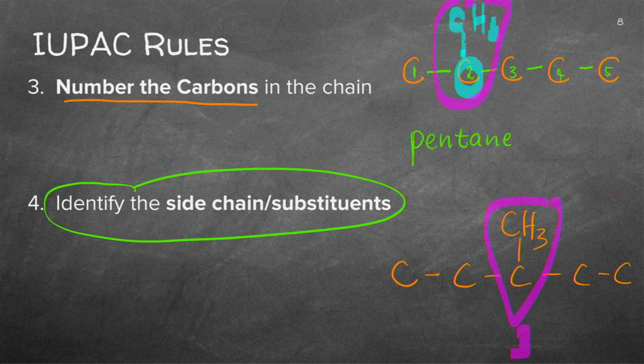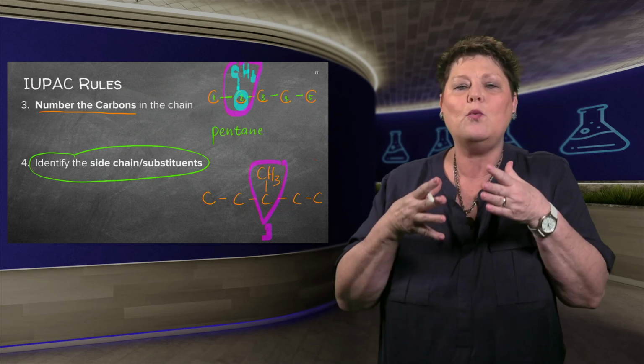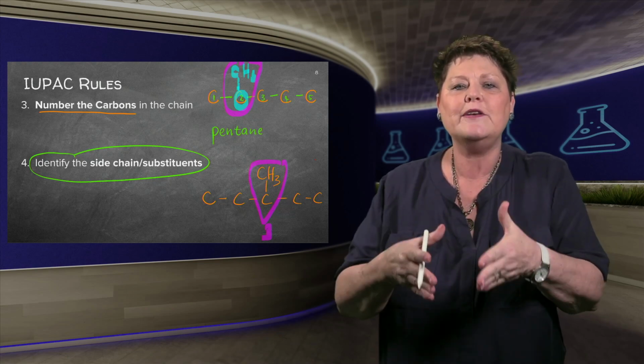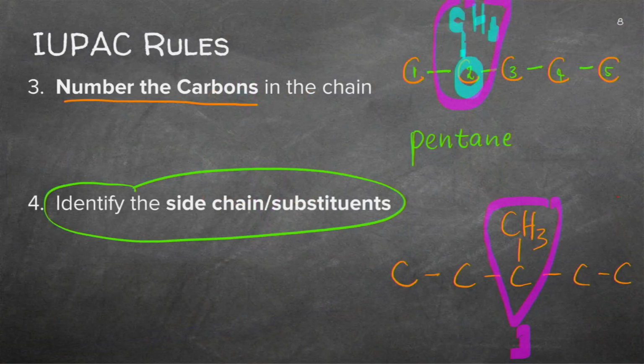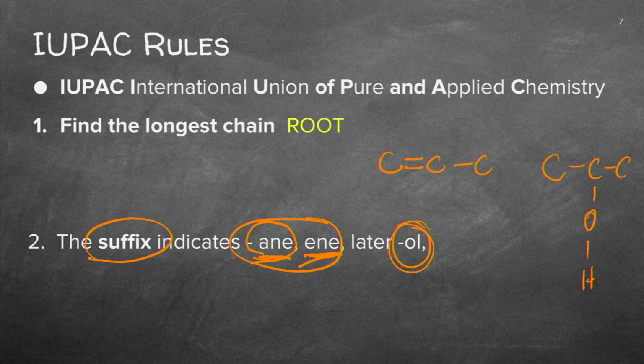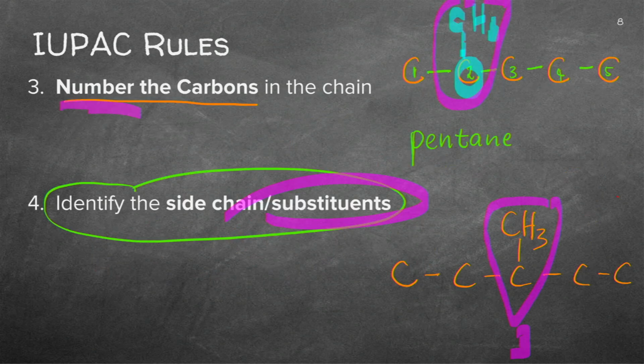So that when I always say you find the address, you want to go and find it, you need to know, is it in house number 2 or is it in house number 3? So you have to know where the substituents are. Will they be on the first, the second, or the 50th carbon? First rule, longest chain. Second one, identify the name. Third one, number the carbons and then identify what's added to the chain.